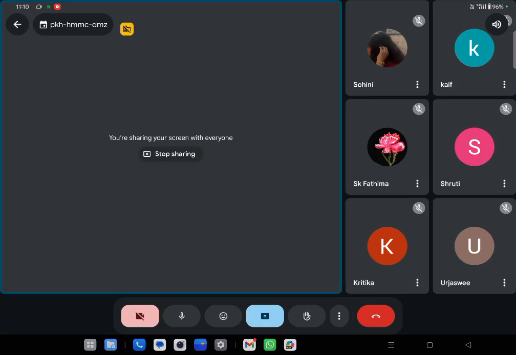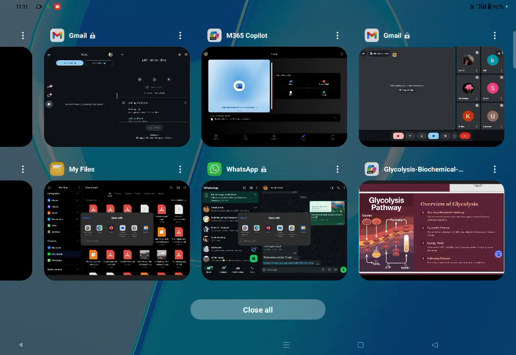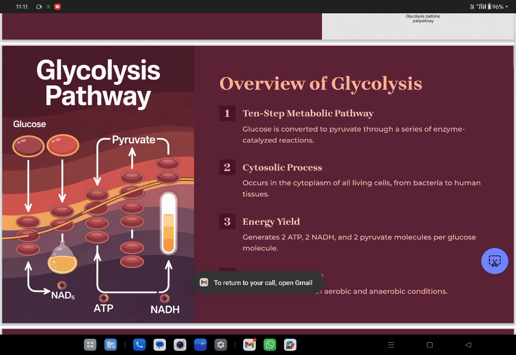So in today's class I will take up glycolysis. First we will be talking about what glycolysis is. Glycolysis, as it says, means breakdown of glucose.